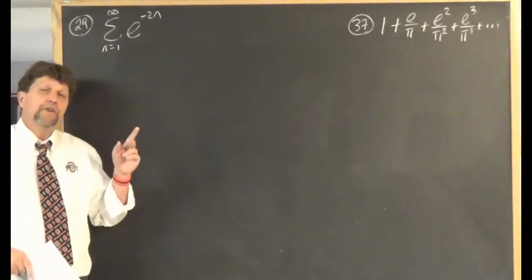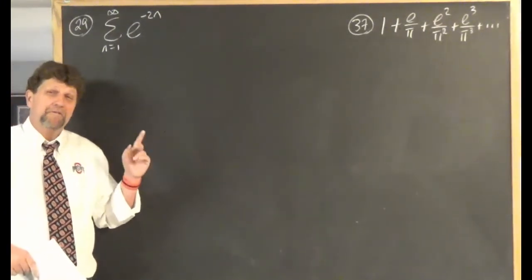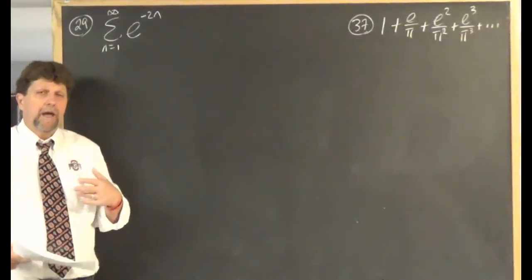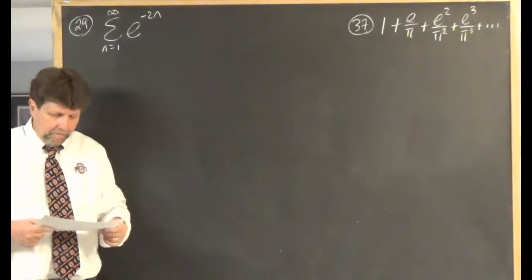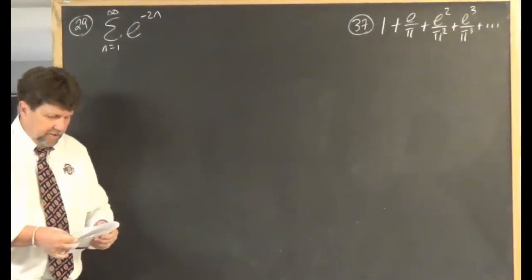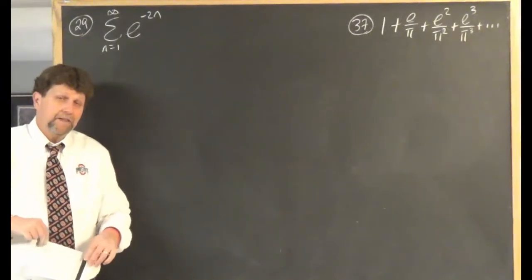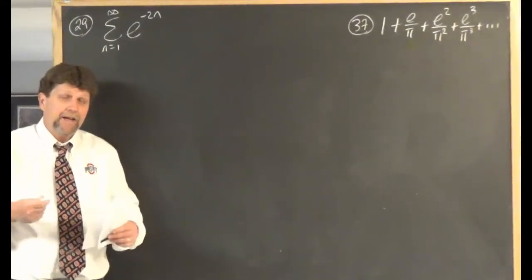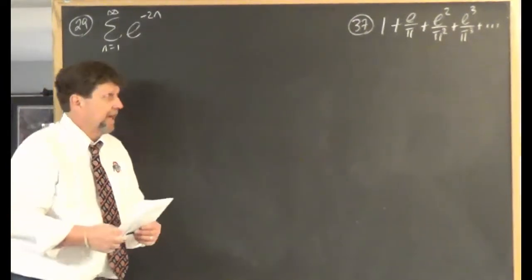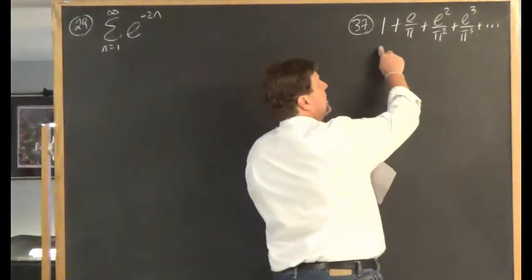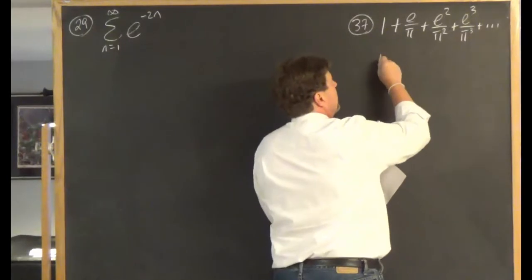I'm actually going to do number 37 first, because with 29, I have a lot of things I might want to babble about and I might need more room. So let's look at 37 first. The first thing you have to do is recognize the pattern and try to write it into series notation. So the first thing I notice is this, well, let me rewrite it.